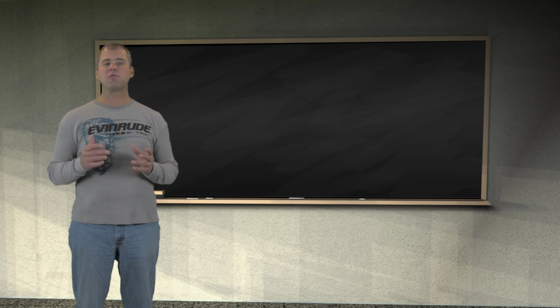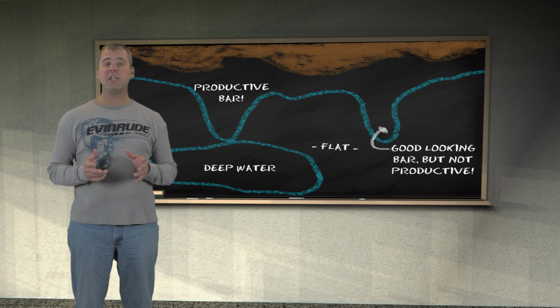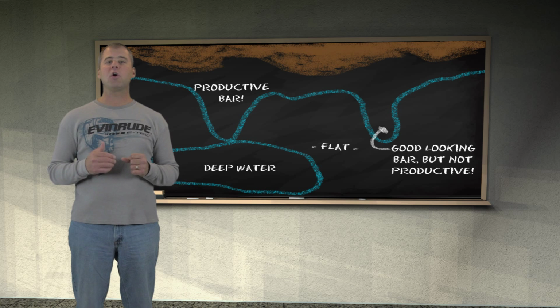Now let's look at this structure situation. Here we have two bars. As you can see, one bar goes to the deep water and the other does not. The bar that goes to the deep water will be used as a migration route by the fish. The bar with the flat in between the deep water will not be productive. Many fishermen spend an entire day fishing a good-looking but unproductive structure.